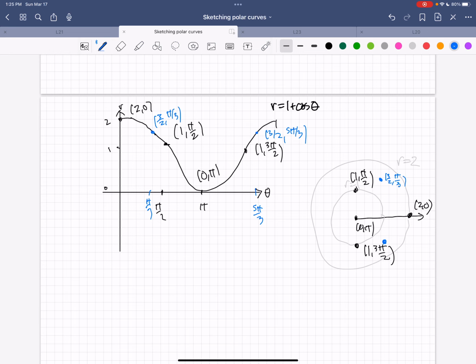Actually, that's not far enough out. Okay, I'll have to erase that, but you know what's supposed to be there. It's supposed to be halfway between, so something like this. So the radius is 3/2. The angle is 5 pi over 3.